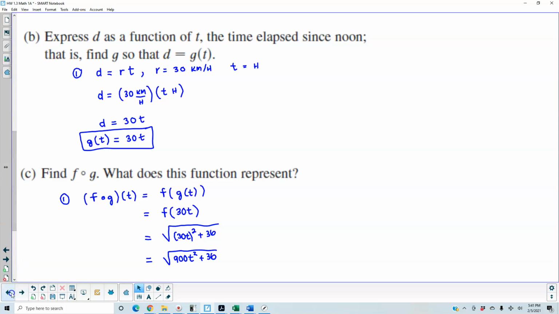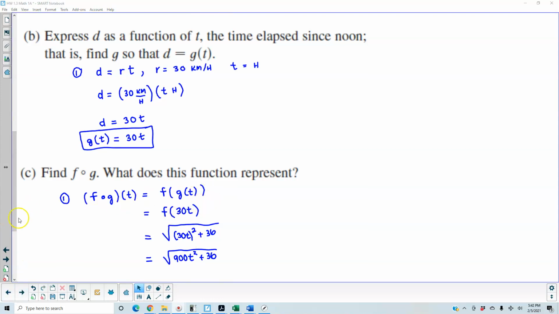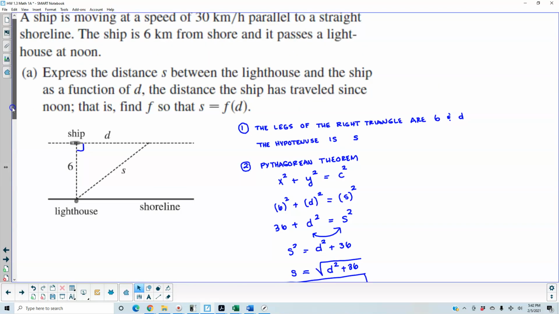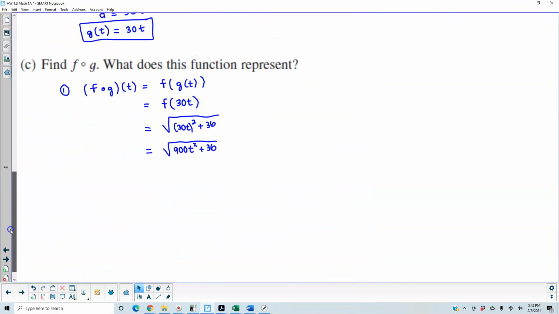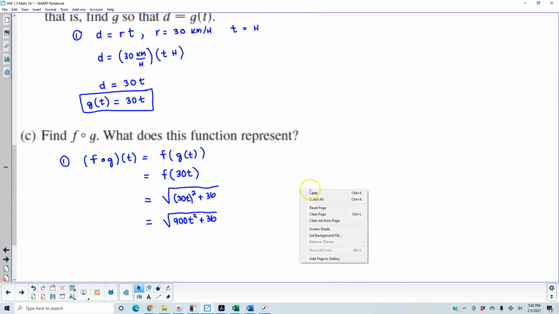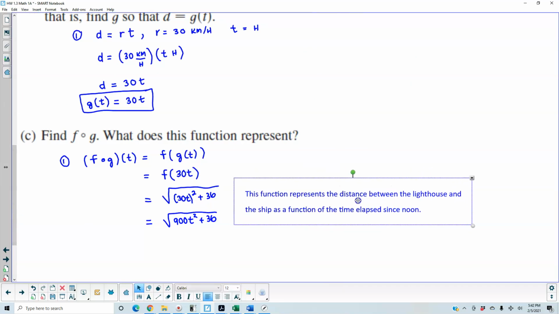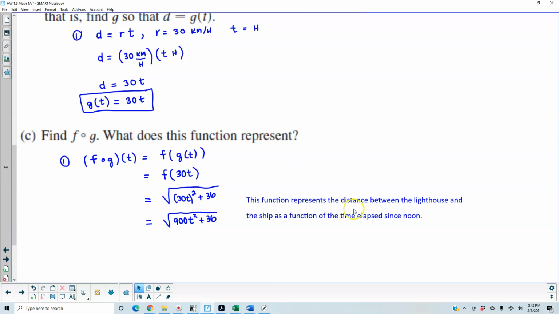Okay, now what does this function represent? Well, again, going back up here, we're saying that the ship is moving at a speed of 30 kilometers per hour parallel to the straight shoreline. The ship is 6 kilometers from the shore and it passes a lighthouse at noon. So in this scenario here, we can say that this function represents the distance between the lighthouse and the ship as a function of the time elapsed since noon.